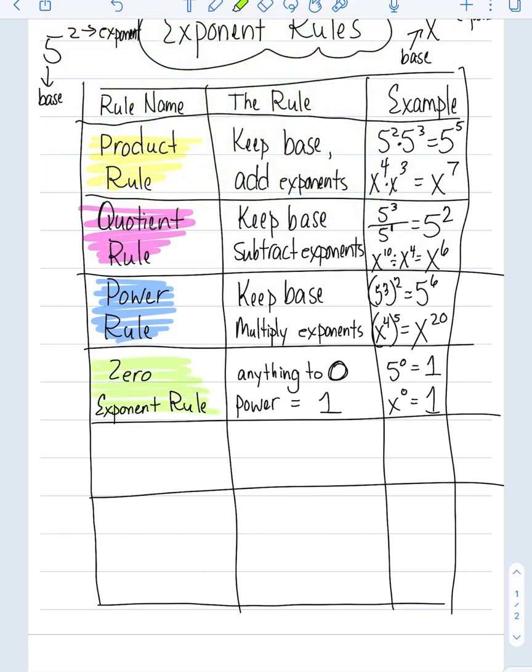And next, let's talk about the negative exponent rule.